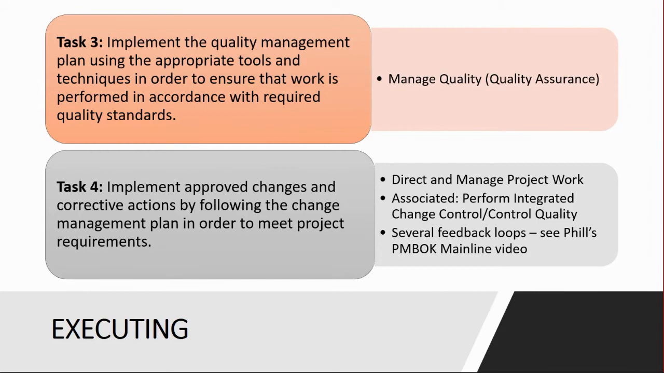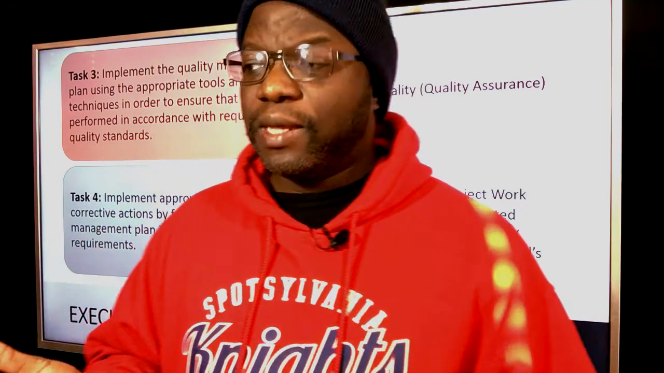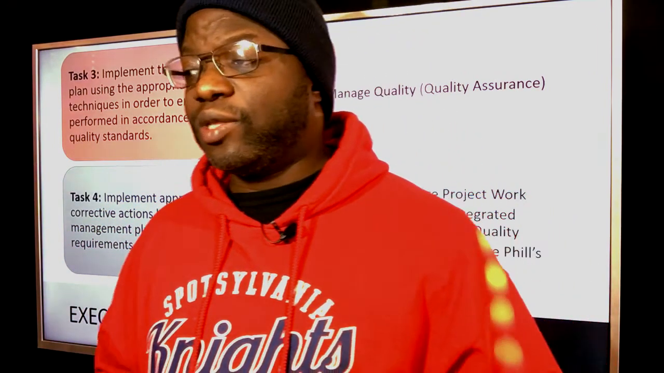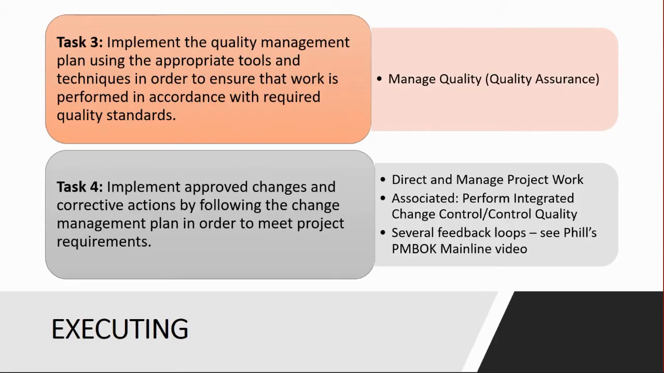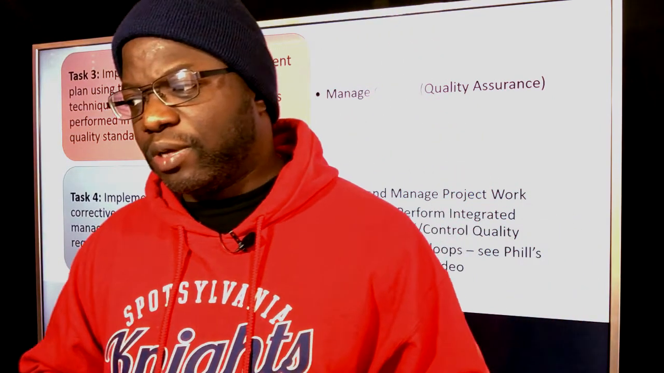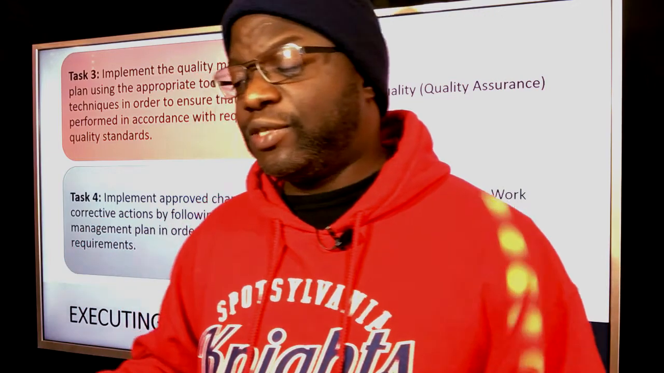But you could get questions that interweave Perform Integrated Change Control with Direct and Manage Project Work and also with Control Quality. Because as you carry out those approved change requests, you're going to get deliverable version 2 that goes to Control Quality. And that could get rejected. You get another change request going to Perform Integrated Change Control, and then it gets approved again, and there's a feedback loop into Direct and Manage Project Work. So it's very important to understand these feedback loops.